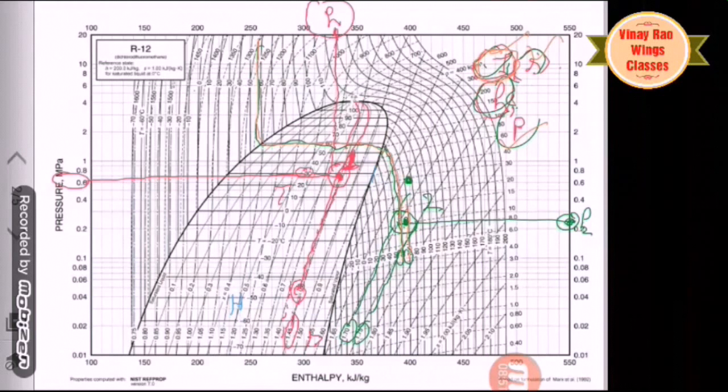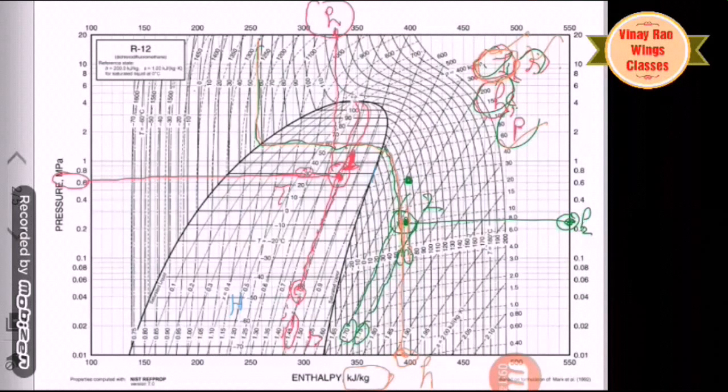Now I have to calculate the enthalpy vertically downward. From this point, we have to move vertically downward to a little bit less than 400 kilojoule per kg. The unit is kilojoule per kg. That means at this point, point number 2, the enthalpy is around 400 kilojoule per kg.